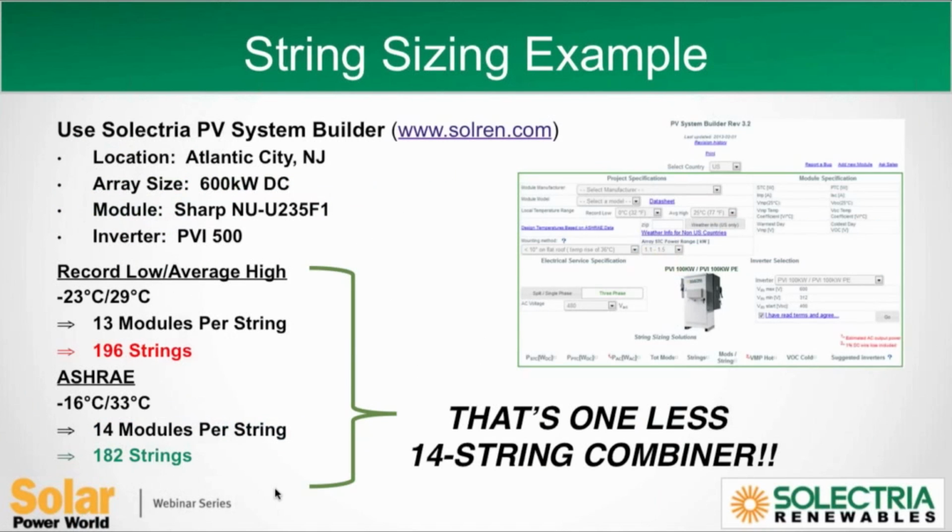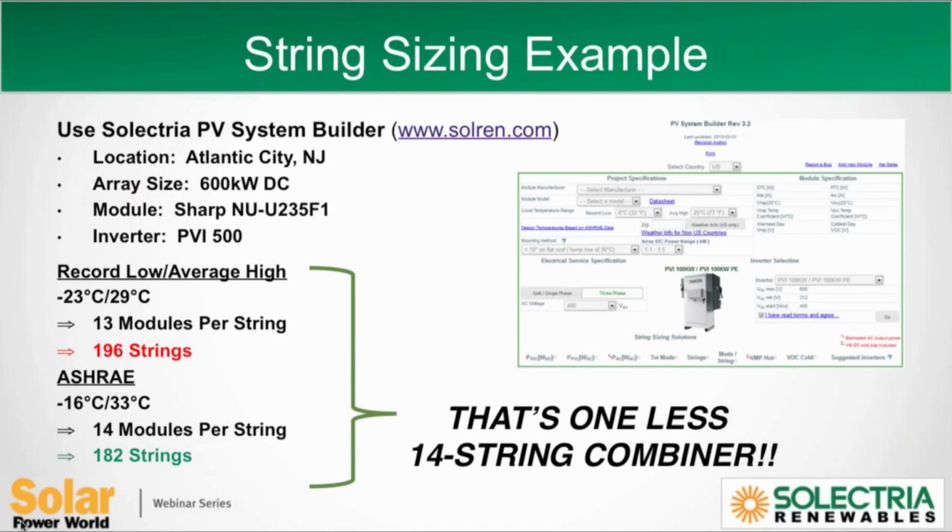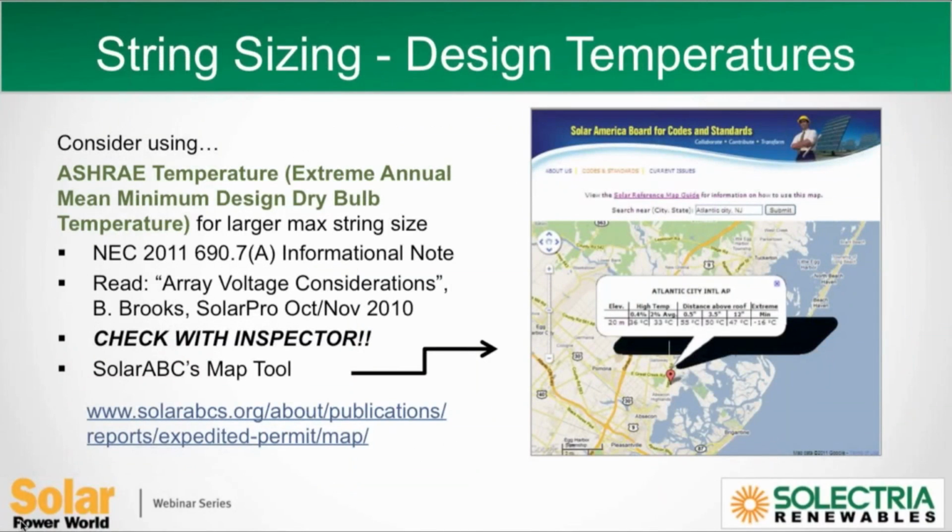There are a lot of tricks of the trade when it comes to optimizing your system to maximize your ROI. And one such trick, I'm calling it a trick of the trade, but I don't want to be so crass, is to use a more accurate source of temperature information. Starting with the 2011 NEC, there's a note in the code that talks about how one acceptable source of accurate temperatures is the so-called ASHRAE temperatures.